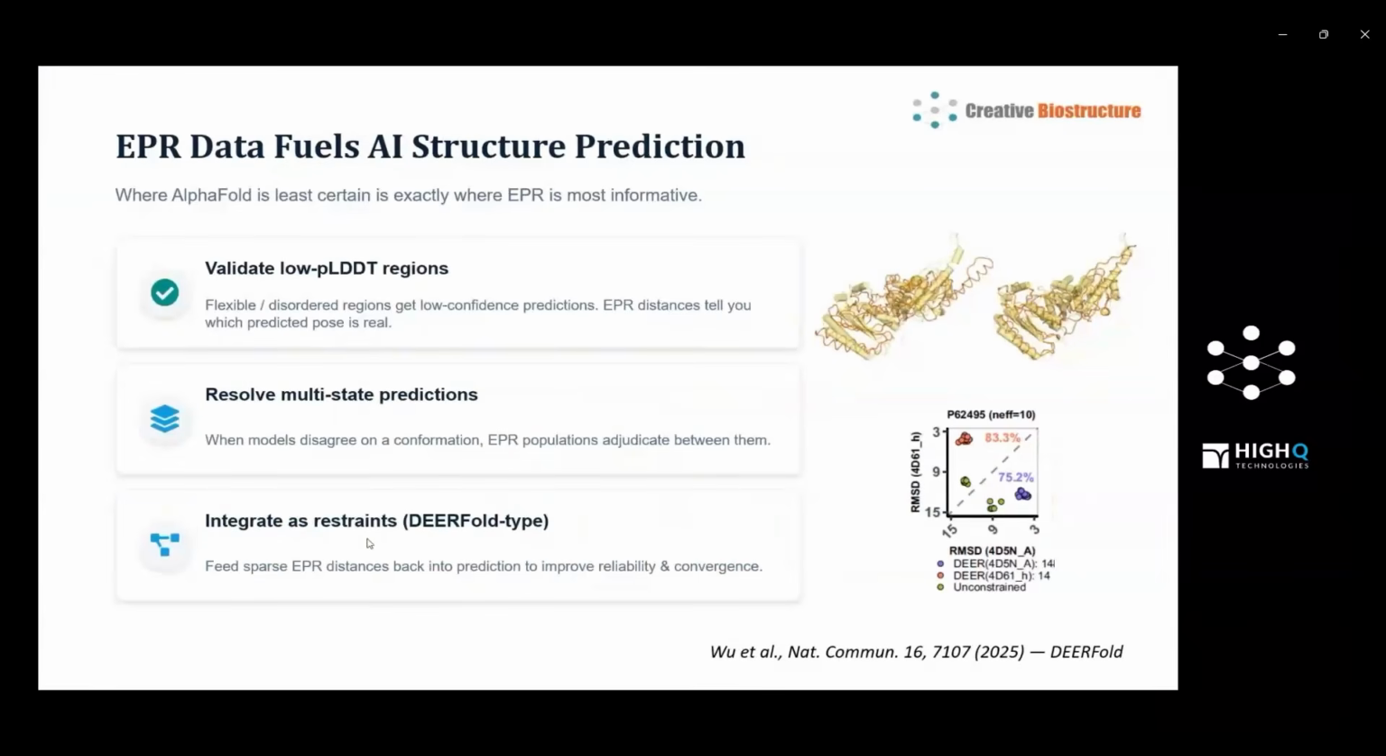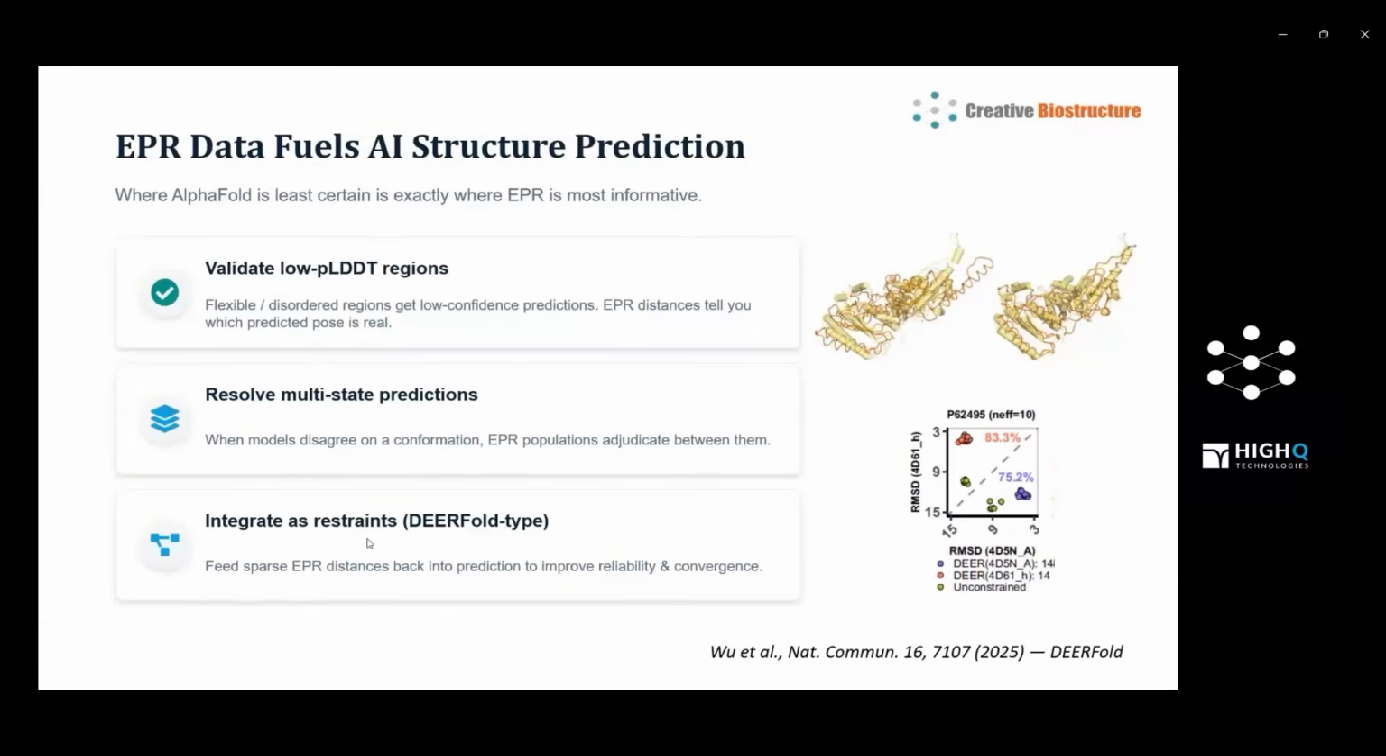So, Austin will walk you through the methodology in this particular paper. Let me instead say why I think it worked as well as it does. There is a useful coincidence here. The regions where AlphaFold is least certain are largely the same regions where EPR is most informative. And that gives you three things. You can check the low confidence regions. The low pLDDT score is the model reporting accurately that it doesn't know. A measured distance across that region tells you which prediction was correct.